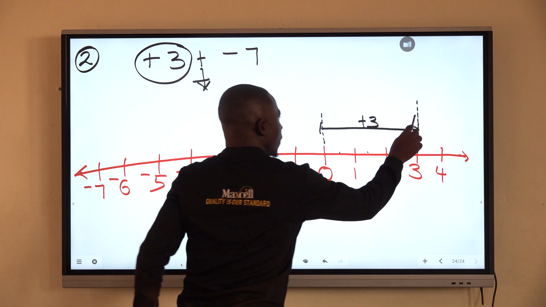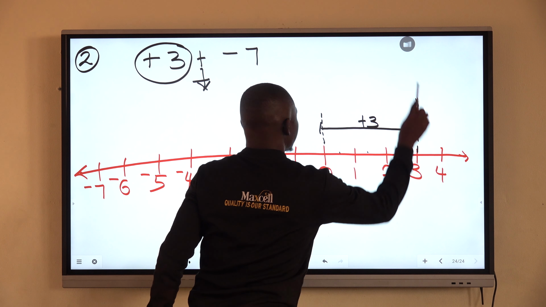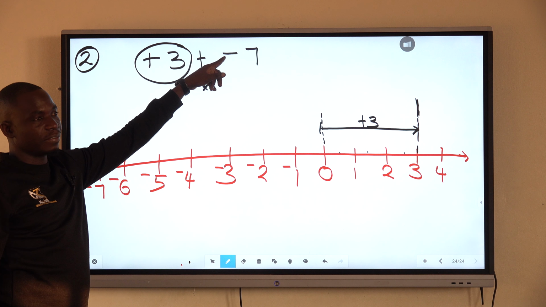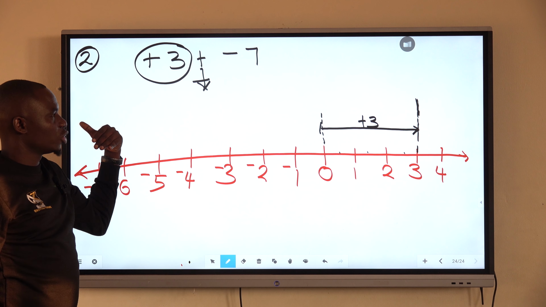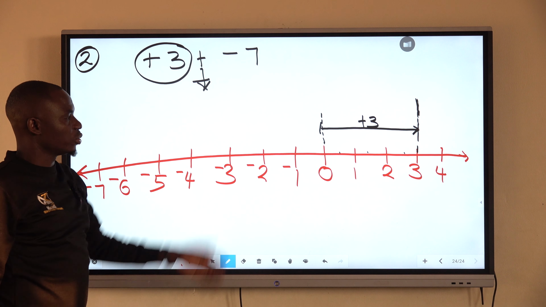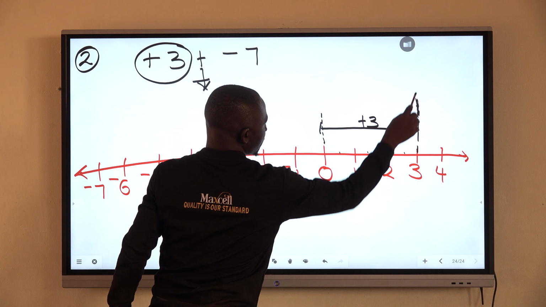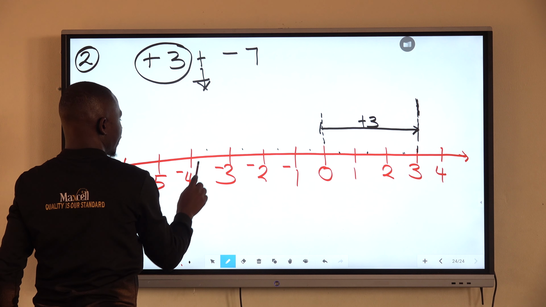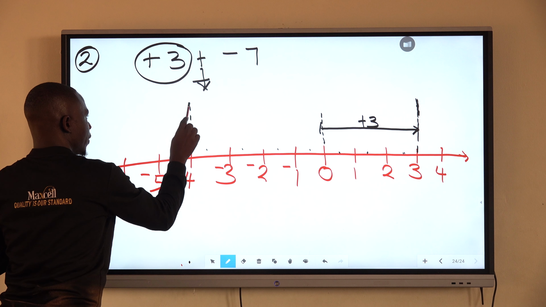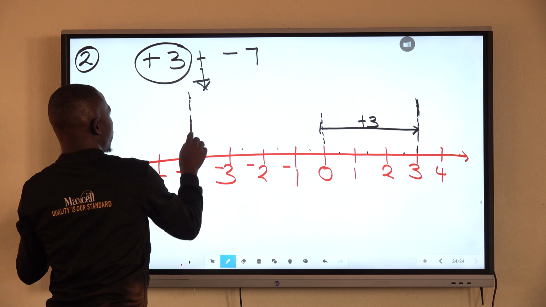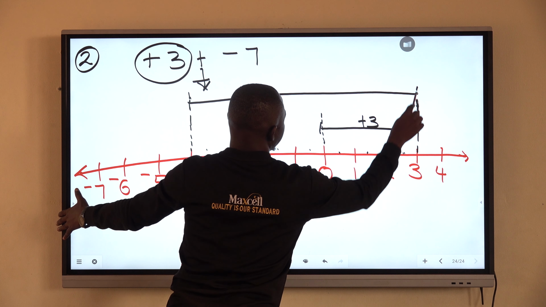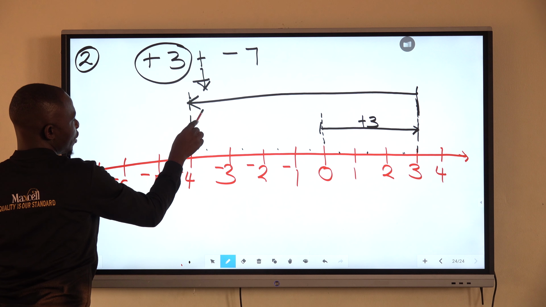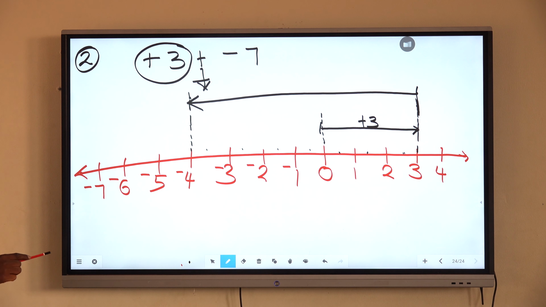I told you go to where the head is and count or move 7 steps to the negative. We say the negative is your left. So we are counting 7 steps this time to the left, starting from where we have stopped. So this is 1, 2, 3, 4, 5, 6, 7, which brings us to negative 4. So since we are coming from this side to the left, direction must be to the negative.